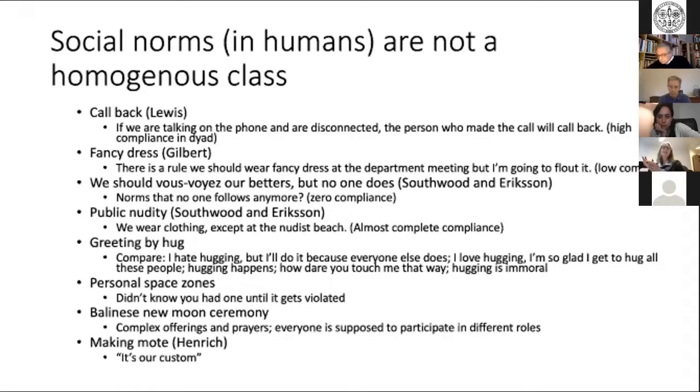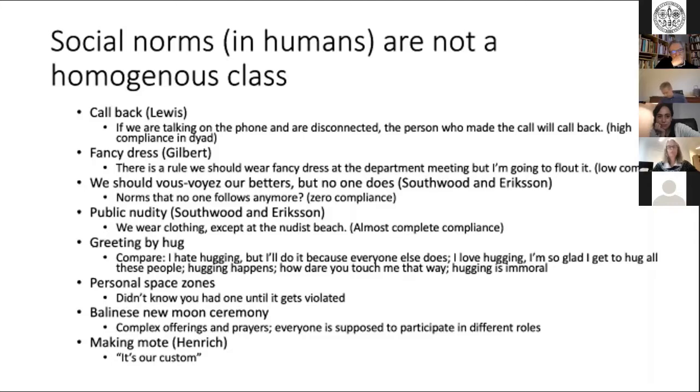I said that Elizabeth O'Neill suggested that norms are diverse in many respects. And I want to highlight this again, that social norms for humans are not a homogeneous class. These are on the slide a list of kinds of norms that have appeared in the philosophical literature, coupled with some other norms that I think are important to put on the table next to them. So David Lewis, in his work on convention, had the famous callback norm. This is a dyadic norm.